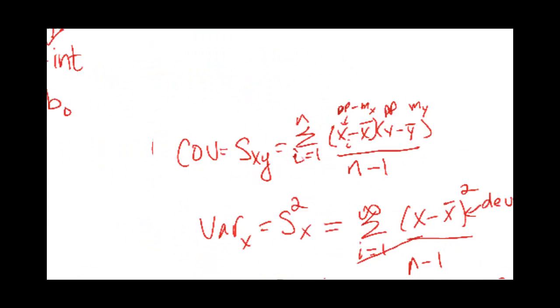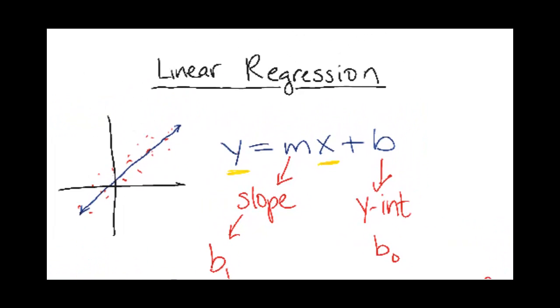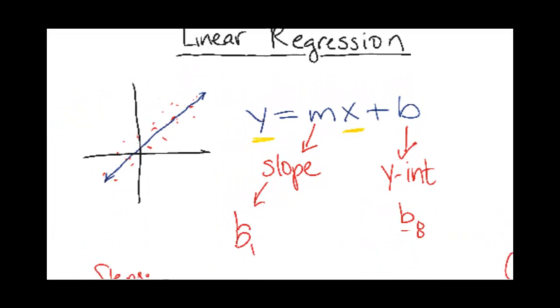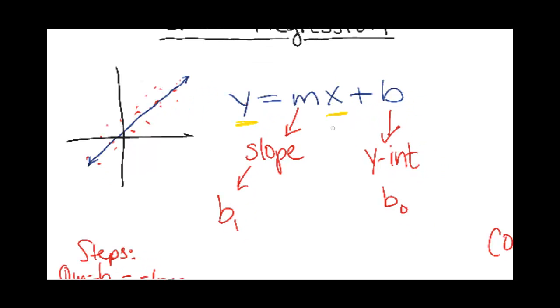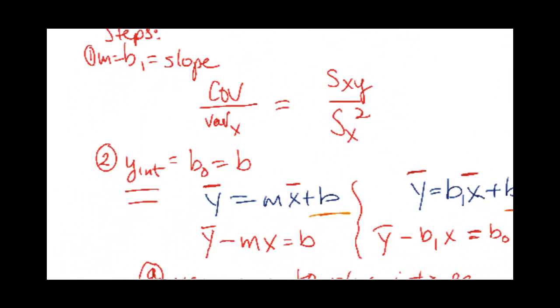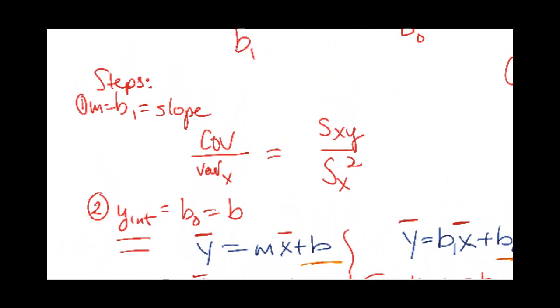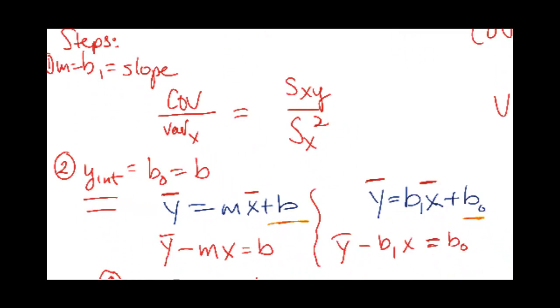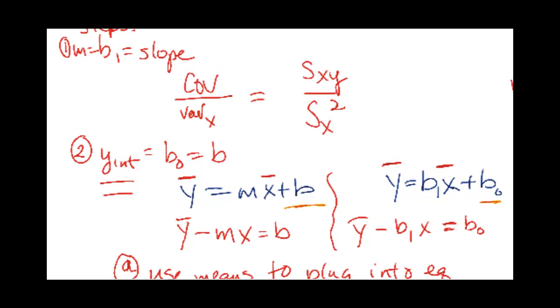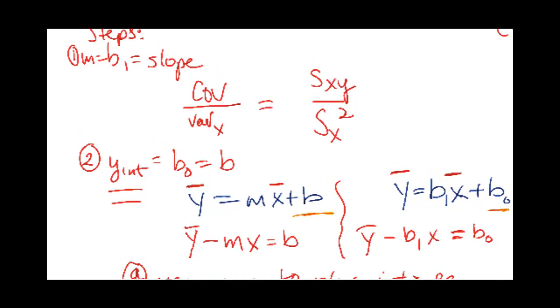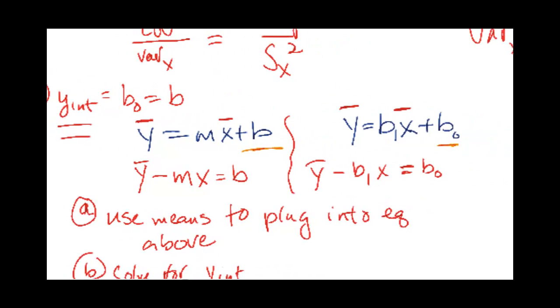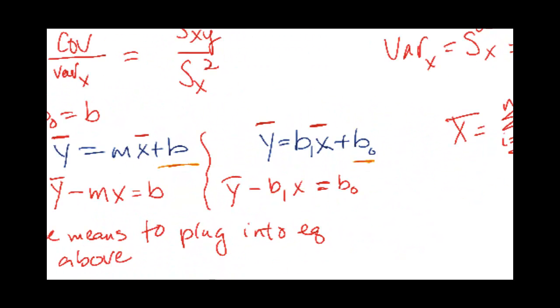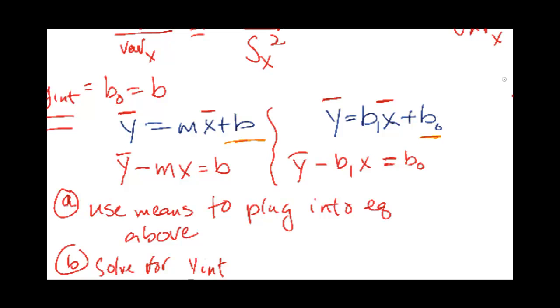Alright, so recap. We're trying to find the equation of a line that best fits all the data so that we can predict, given an x value, what we get for y. Steps: find your covariance. If you've forgotten how to do that, check out the video for covariance. After that, find your y-intercept. You found your means by now, so you can plug them into this equation and solve for your b or b naught, whatever you want to call it.